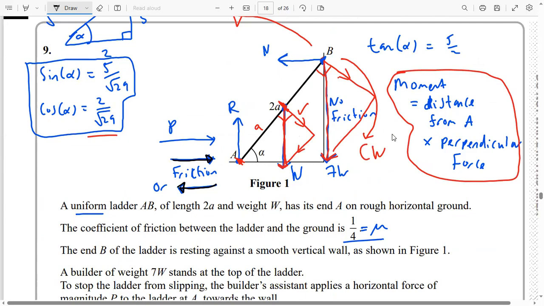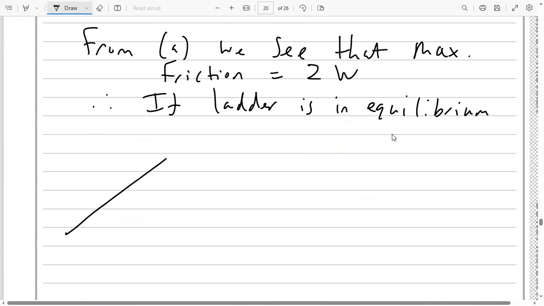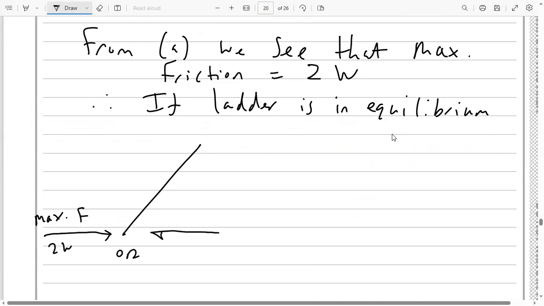Now, we know the maximum friction. Let me draw another diagram here so we can see. We know that the maximum friction going in this direction could be 2W, or in this direction, it could be 2W as well, because this friction is just a magnitude. So the magnitude of this force could be 2W to the left, or it could be 2W to the right.